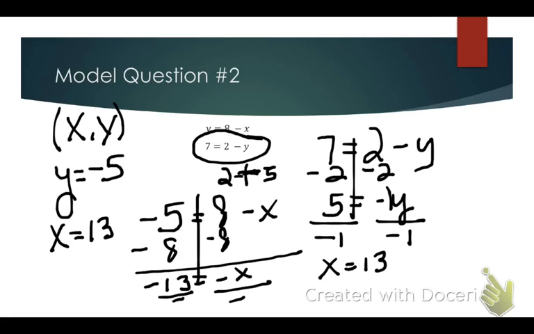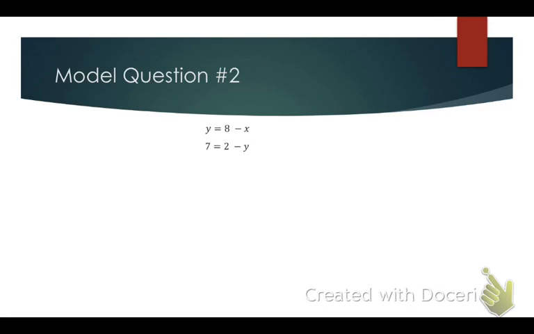And 8 minus 13 is negative 5. So it looks like I did a pretty good job. I may put my answer also in an ordered pair if I wish. Or I may write x equals 13 and y equals negative 5, and I can put an and between them because I need both answers for this solution to be complete.